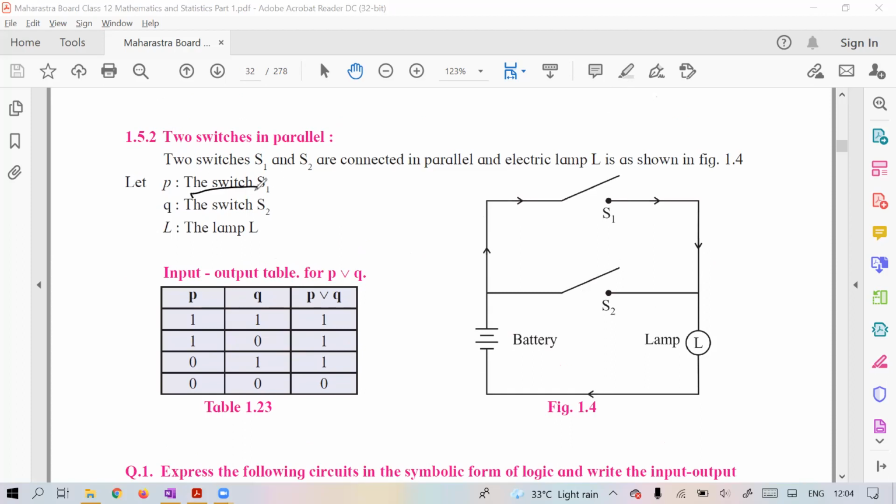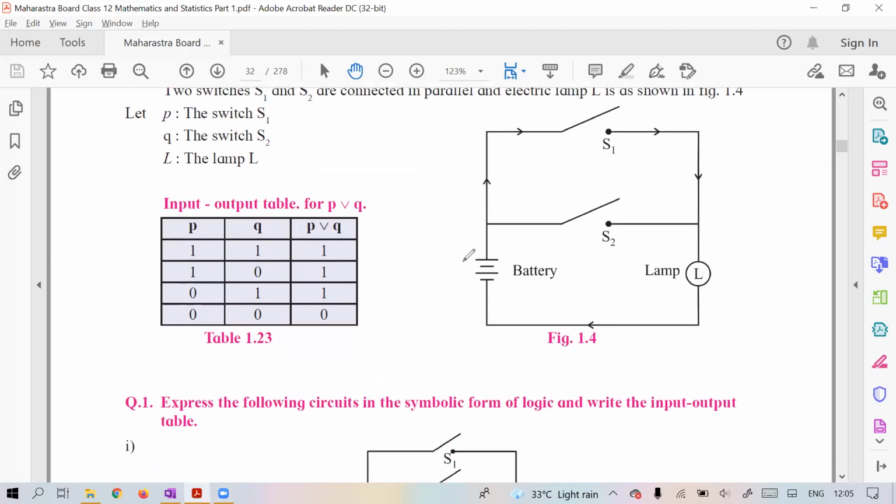So P is switch S1, Q is switch S2, and L is the lamp. So the input output table will be equivalent to P or Q. If either switch is on, the light will be on. If P is on or Q is on, any one of them, then the light will be on. If both are off, then the light is off.